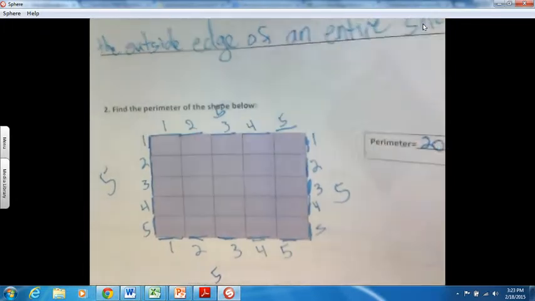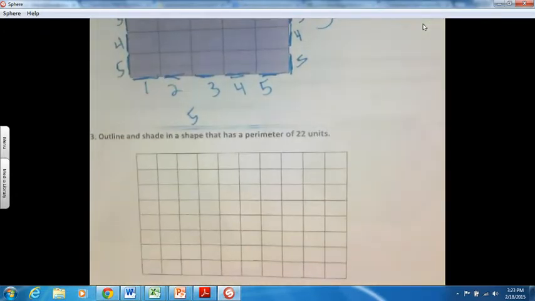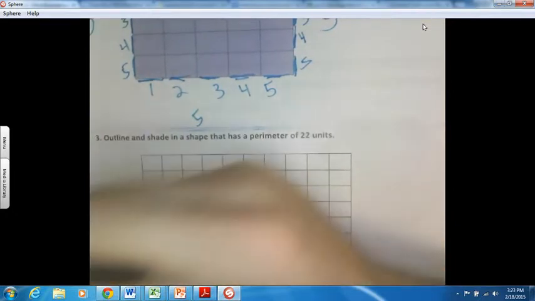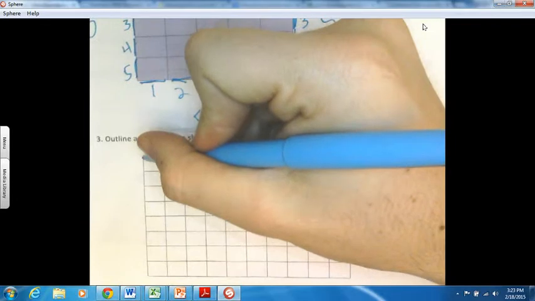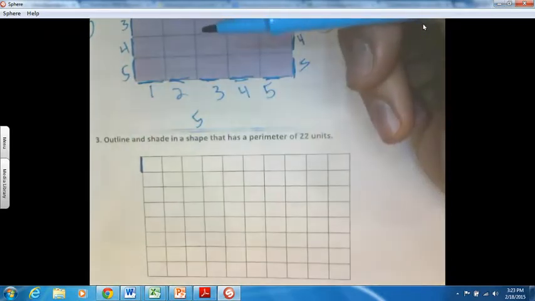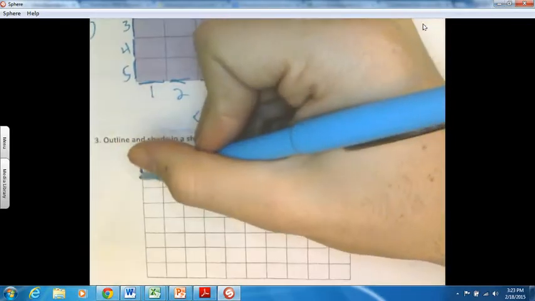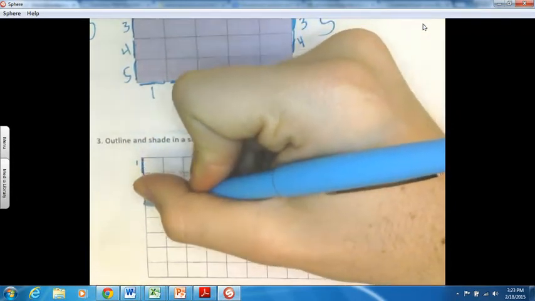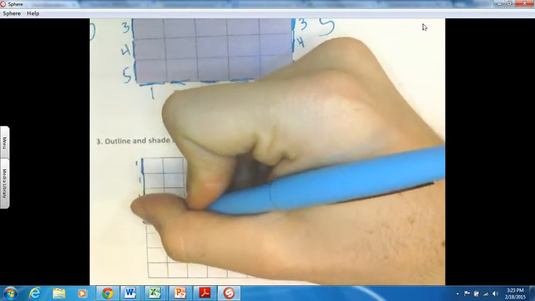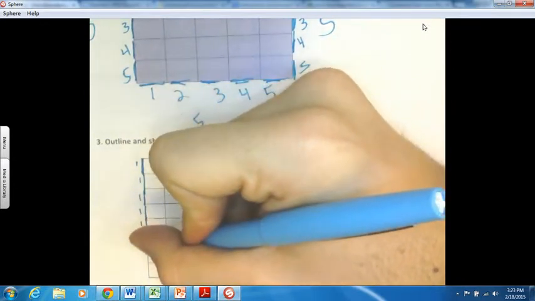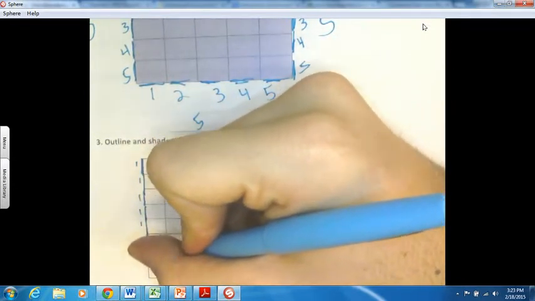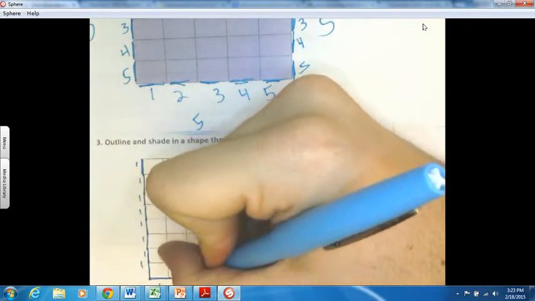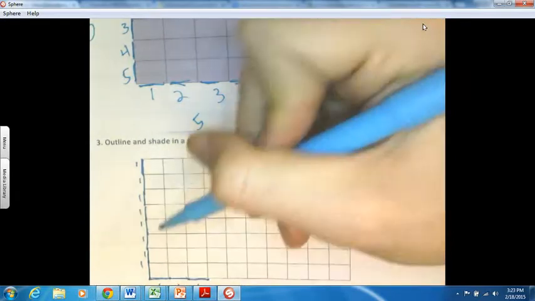Okay? Number 2. Outline and shade in a shape that has a perimeter of 22 units. Alright, so I'm just going to start drawing the outside, right? Because I care about the perimeter, not the inside. So that's 1, 2, 3, 4, 5, 6, 7, 8, 9, 10, 11.